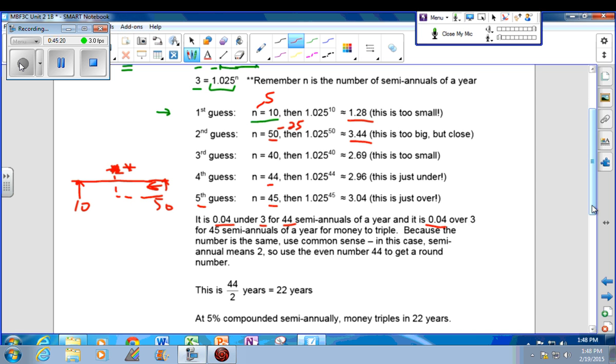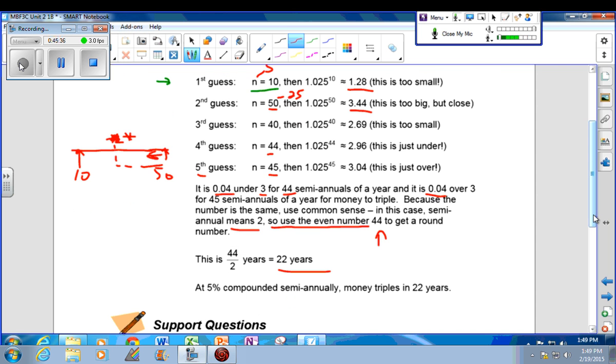Okay. Because the number is the same, use common sense. In this case, semi-annual means 2, so use the even number, 44, to get a round number. So they came out with 22 years. So what they said was, we couldn't find it exactly, so we just said, all right, let's round it to an even number so that we can use divided by 2 and get years. Okay. Now notice what they answered. At 5% compounded semi-annually, money triples in 22 years. Okay, which is true. It's not 21, it's not 23, and it's not even 22.5 years, it's 22.